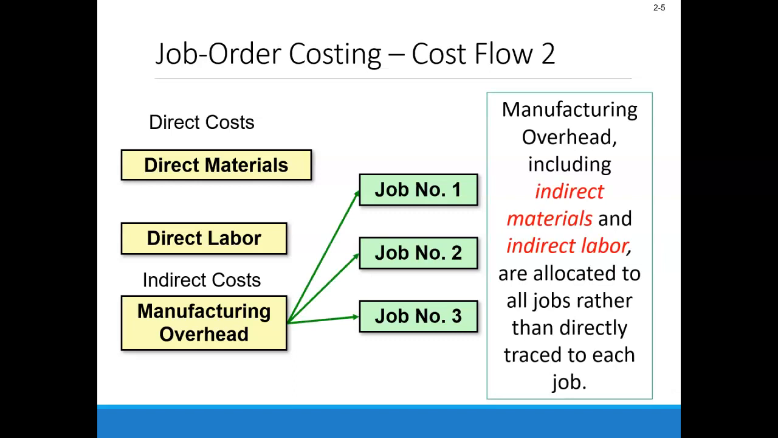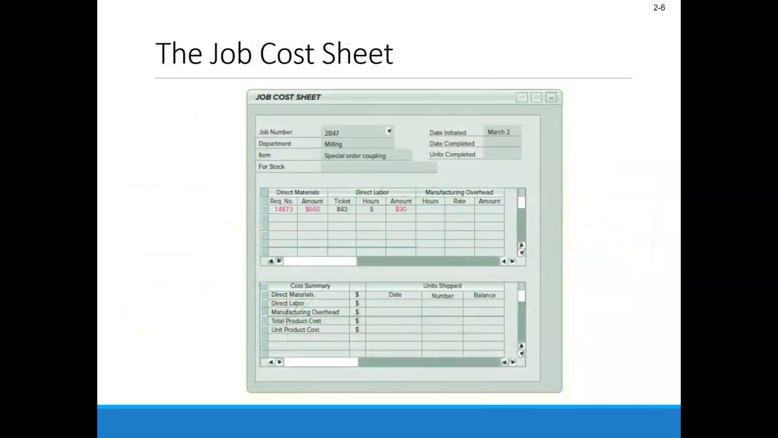Then the manufacturing overhead, which includes the indirect materials and indirect labor, gets allocated to all jobs rather than directly traced to each job. And if you think about it, we talked last week, there are so many indirect costs. There's no way you can assign them to jobs. So we've got to come up with some type of format to allocate those indirect costs to jobs. Those indirect costs by some formula will be assigned to the various jobs.